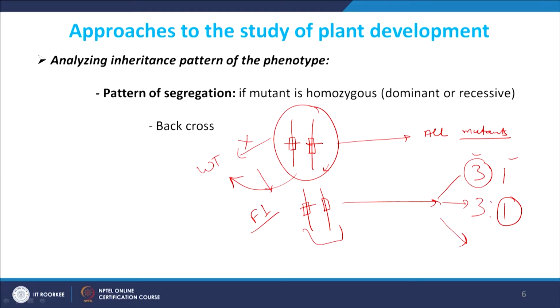But if it is a semi-dominant case, you are expecting 1:2:1. So, 1 will be pure wild type, absolutely normal, 2 will have some phenotype, but 1 fraction is going to be more severe than this one. So, essentially both populations will have the phenotype, but severity will be different.